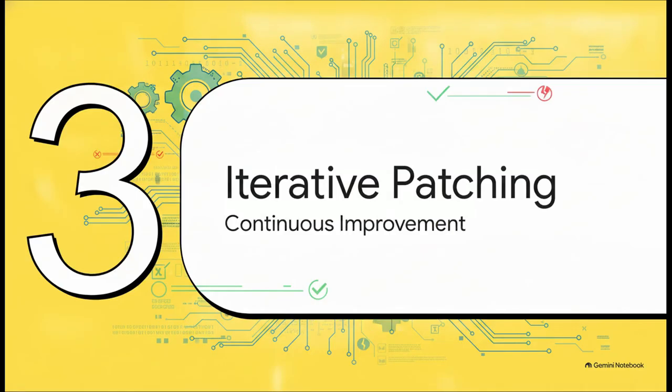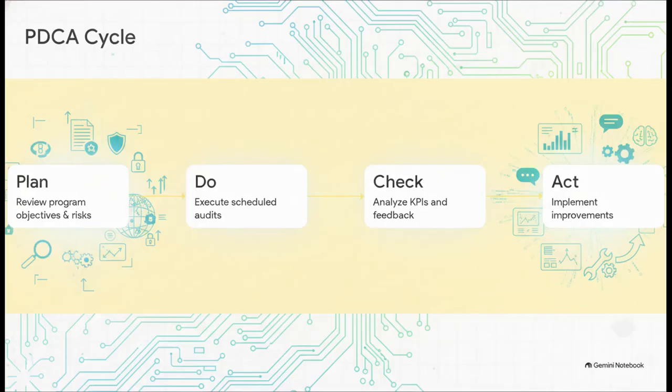Section 3. Iterative patching, continuous audit improvement. So when our active diagnostics reveal a bug, maybe an inefficiency or a changing risk in our AI environment, we have to deploy a system update. In ISO terms, we apply continuous improvement to the audit process. The core algorithm for continuously patching and upgrading our framework is the classic PDCA cycle: plan, do, check, act.